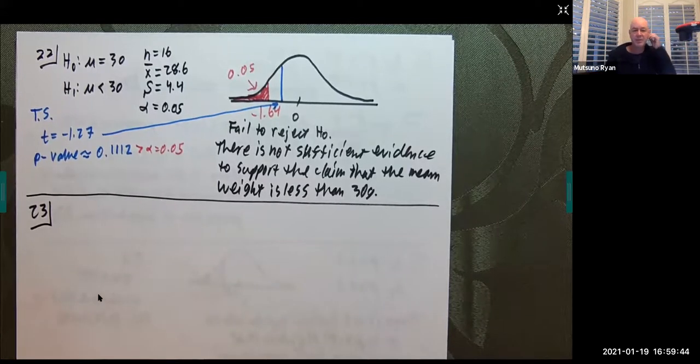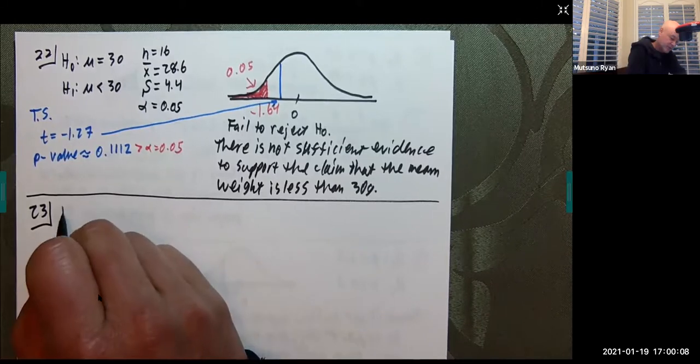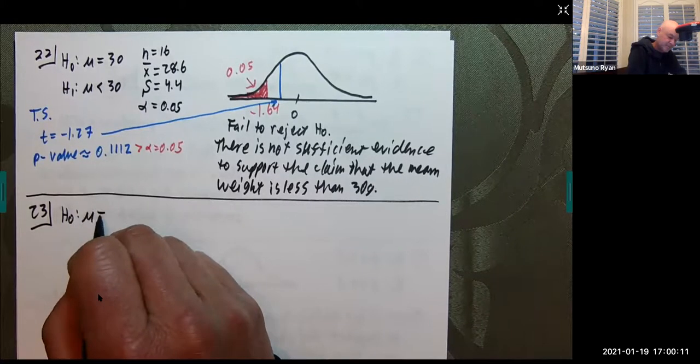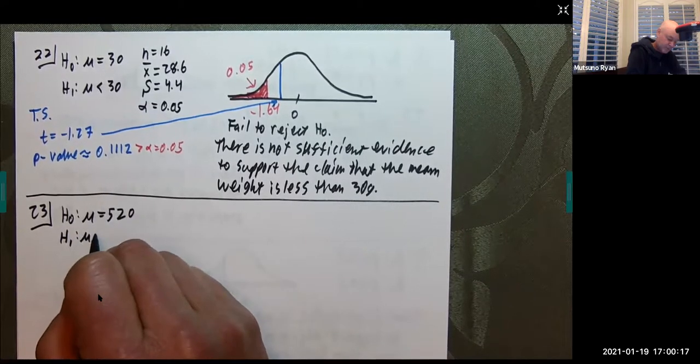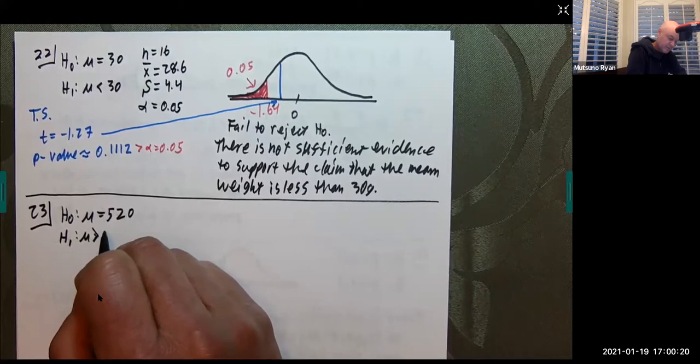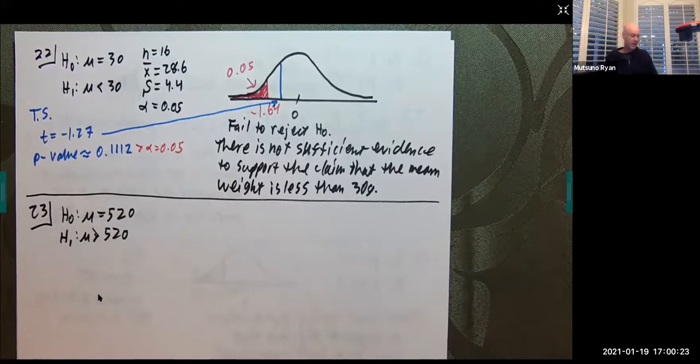All right. In tests of computer component, it is found that the mean time between failures is 520 hours. A modification is made, which is supposed to increase the time between failures. Tests on a random sample of 10 modified components result in the following times and hours between failures. At the 0.05 significance level, test the claim that the modified components, the mean time between failures is greater than 520. So let's set up our null hypothesis. Is bigger than 520. So here we're going to have a right tail.